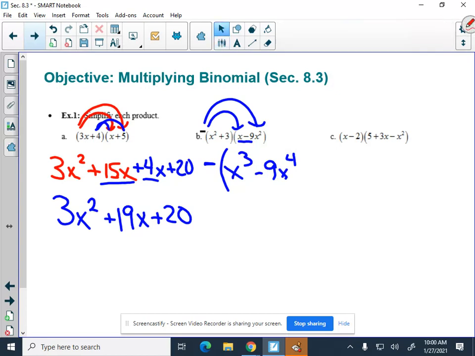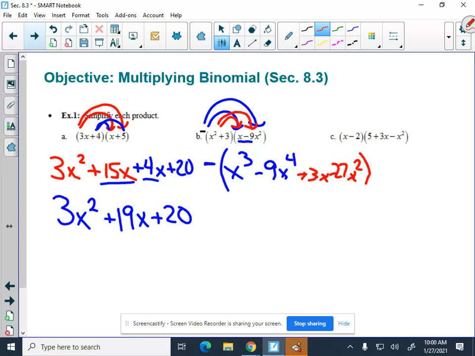Now I'm going to worry about the 3. 3 times x is plus 3x, and 3 times that is negative 27x squared.